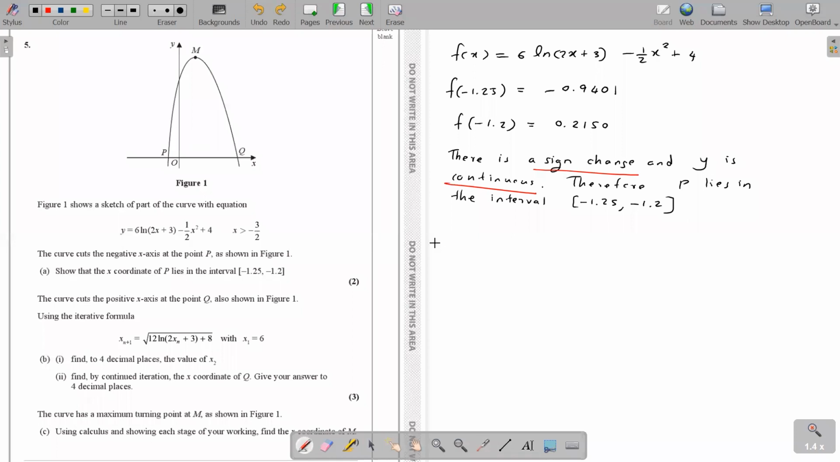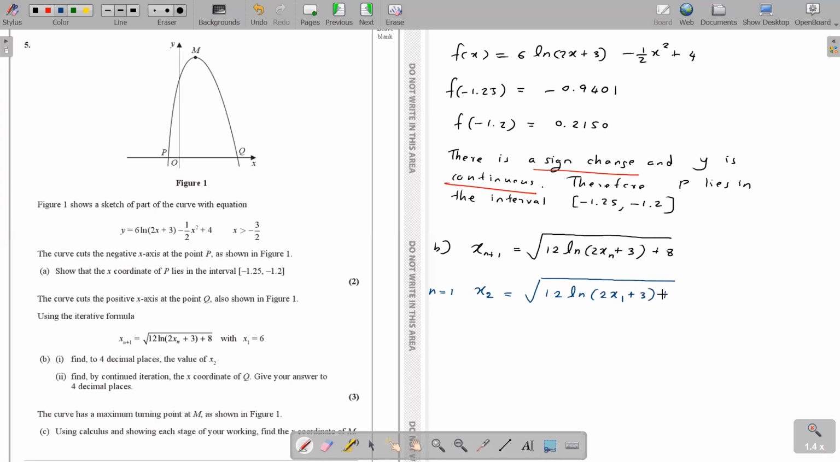So how do we do it? x(n+1) equals root of 12 ln(2xn + 3) + 8. They have told you x1 is 6. We need to find x2, which means to get x2, I can replace n with 1. Then n plus 1 is 2, so x2 equals root of 12 ln(2x1 + 3) + 8. And now replace the x1 with 6.